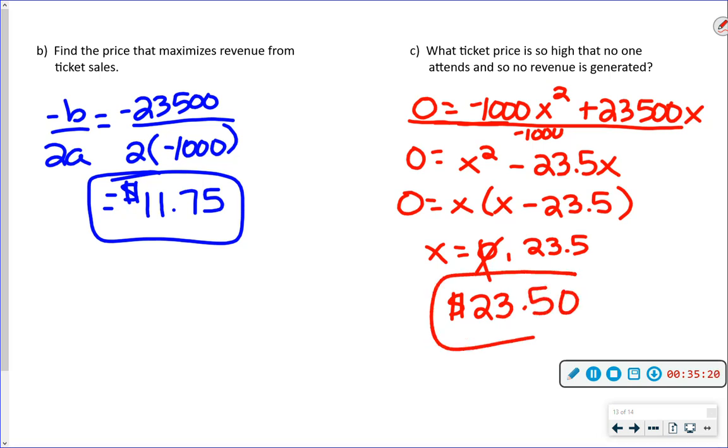It's too high. Nobody's coming at $23.50. I wouldn't go anywhere. I don't know what I'd pay $23.50 for. That is a lot of money. Okay, any questions on that? Whew, it's so hot.